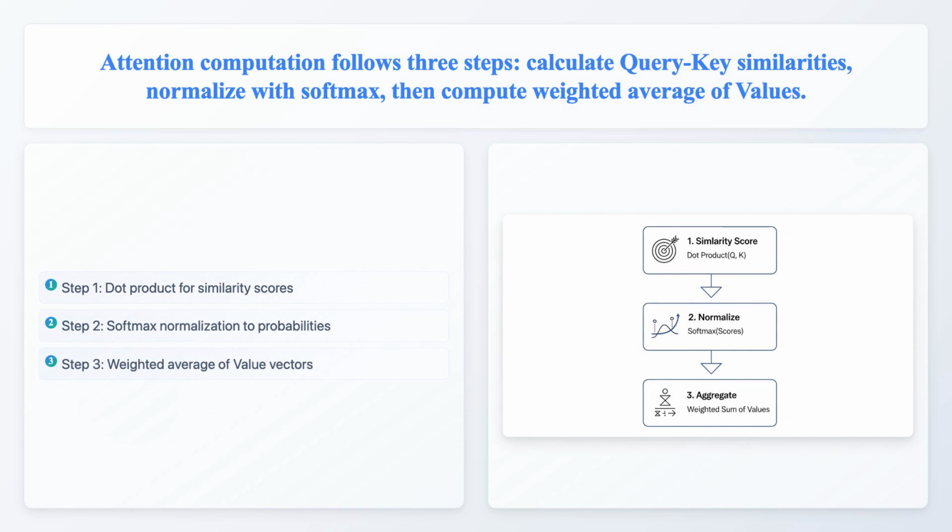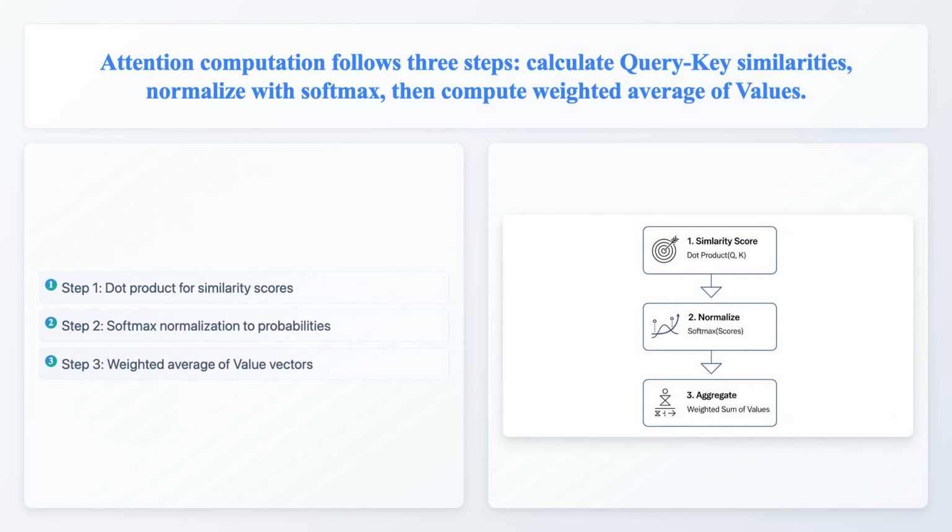High dot products indicate strong alignment between what a word is seeking and what another word offers. Step 2. Scale these raw scores and apply the softmax function to convert them into a probability distribution. This ensures all attention weights sum to 1.0, creating a normalized measure of relevance. Step 3. Use these attention weights to compute a weighted average of all value vectors.